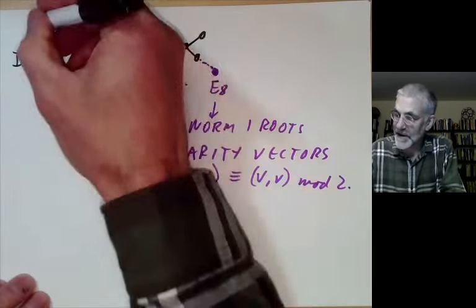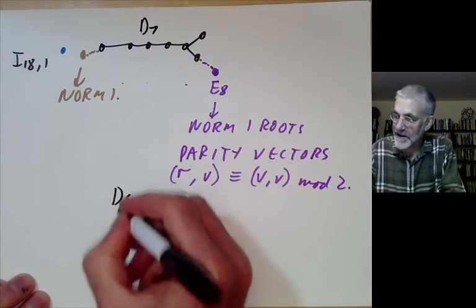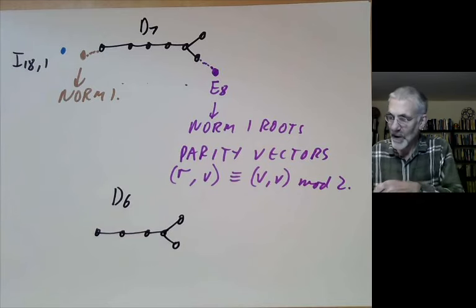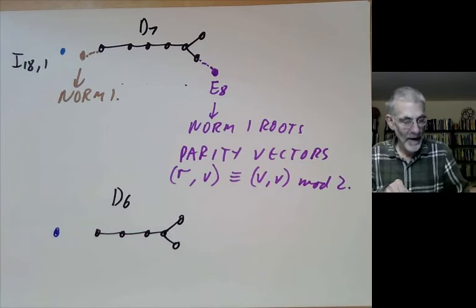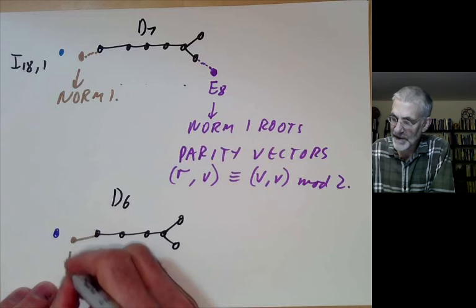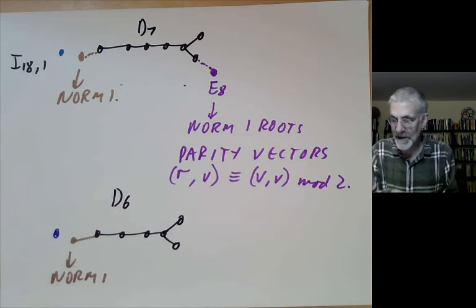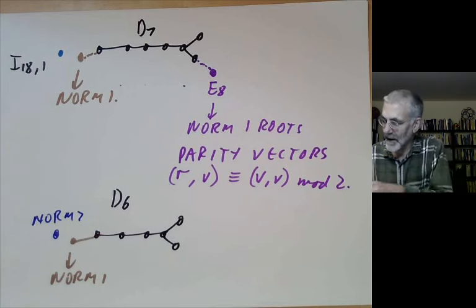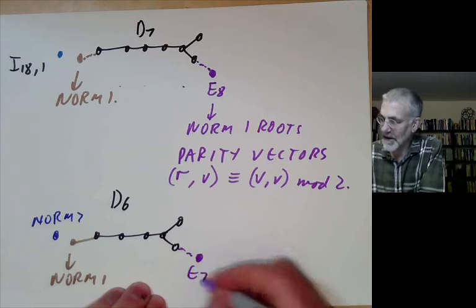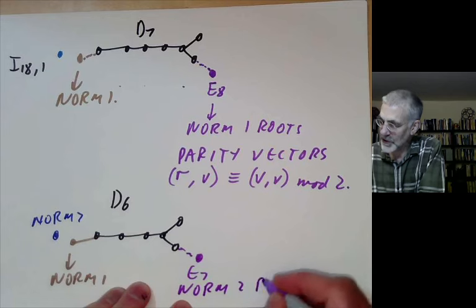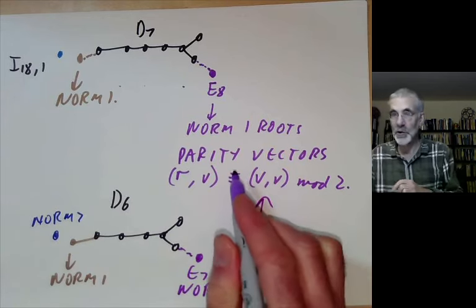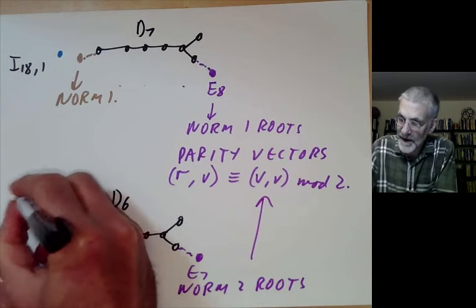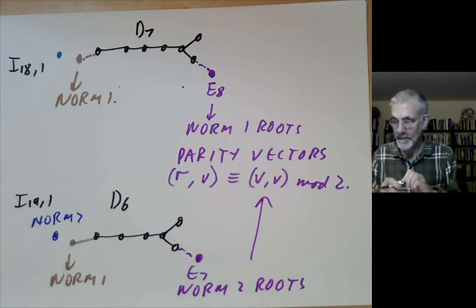And we can do the same thing for D6. So this is the D7 case. D6 is kind of similar: 1, 2, 3, 4, 5, 6. And again, we can add roots there, or we can add a root here, and this again gives us norm 1. This gives us norm 2. And this time we can add in a root here, and this gives us an E7. And this gives us norm 2 roots. And again, these norm 2 roots are parity vectors, so we get a second batch of norm 2 roots from the case of I19,1.